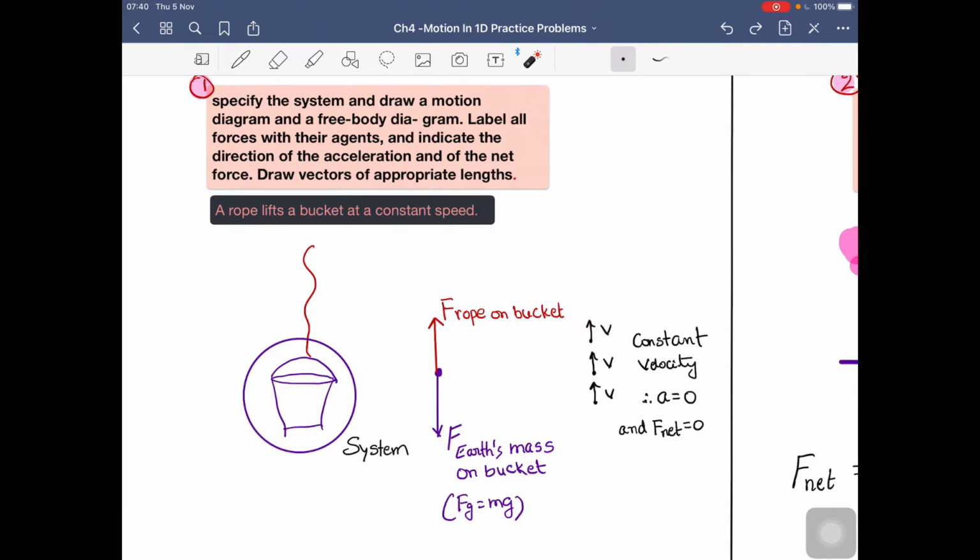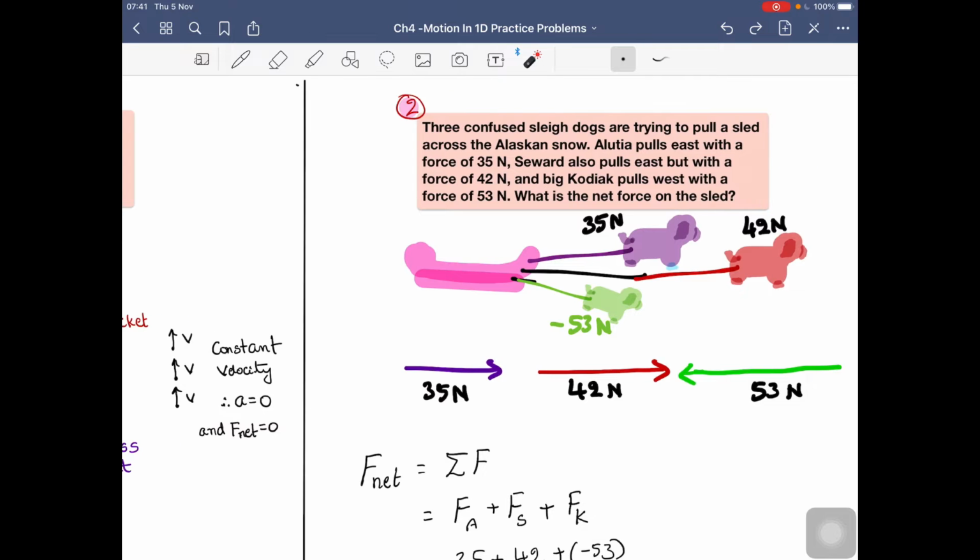Next, question number 2. We have 3 dogs pulling a sleigh. One dog pulls with 35 newtons, another with 42 newtons. A confused dog pulls in the opposite direction to the other 2 dogs with 53 newtons. I represent them with vector notation: 2 dogs east and another dog in the west direction.